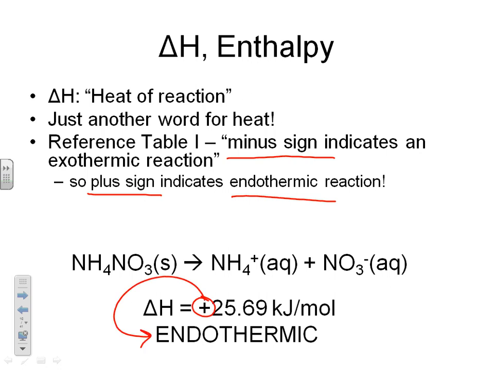Right? That reaction is endothermic. So you cannot simply tell by looking at a chemical equation if it's exothermic or endothermic. There's absolutely nothing in the chemical reaction, if it is a chemical change and not a physical change, that tells you. So you have to look at table I, because table I will tell you whether it's exothermic or endothermic.